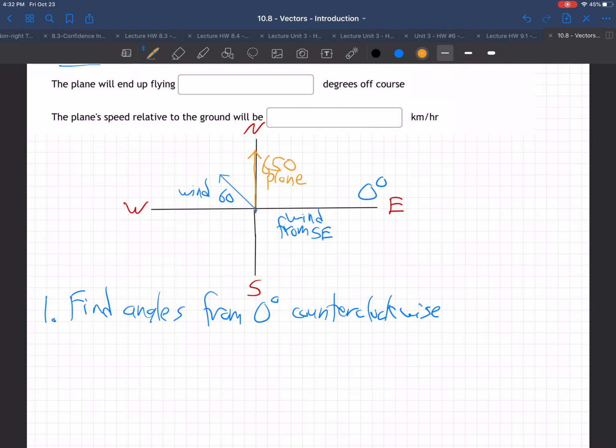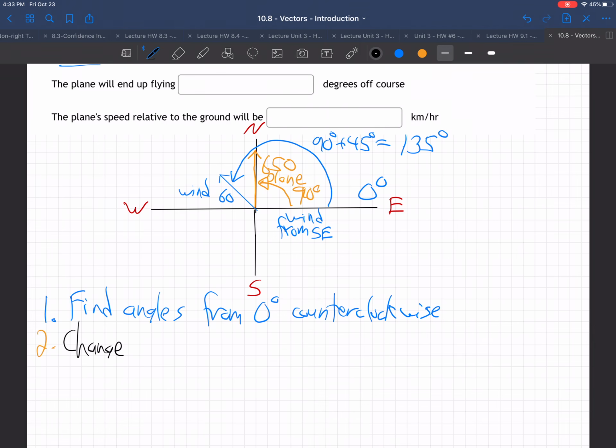So the plane is at an angle of 90 degrees. And the wind vector, what's the wind vector all the way to there? That must be 90 plus 45, because it's right on the diagonal. So that's 135 degrees for the wind vector. So the wind vector is at 135 from 0. The plane's at 90.